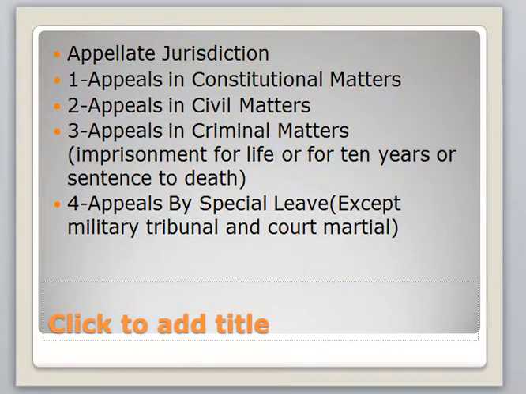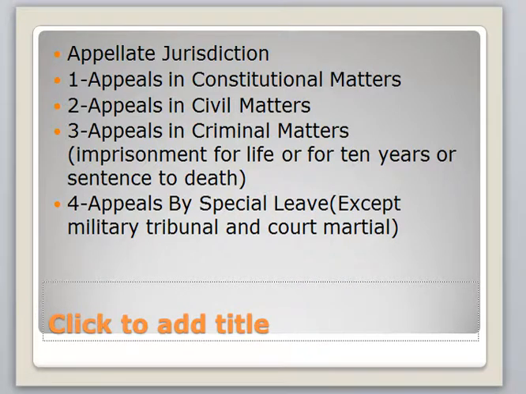The next point is for criminal matters. If a person gets a death sentence, or imprisonment for life, or if the judgment given by the High Court tells the person that you are imprisoned for 10 or more years, then only that particular person can appeal to the Supreme Court. These cases will be taken by the Supreme Court, and the Supreme Court will give its judgment on those types of cases. The last point is very important.